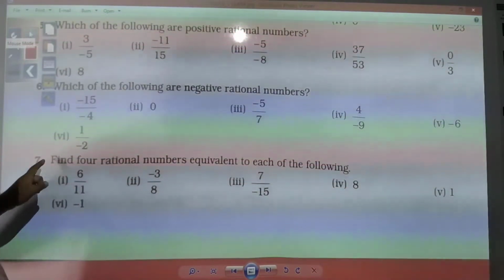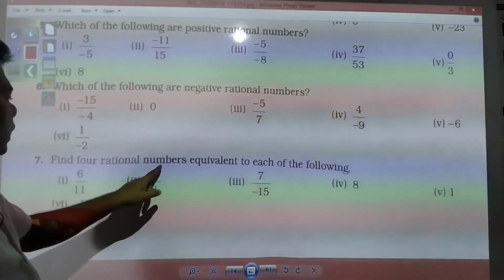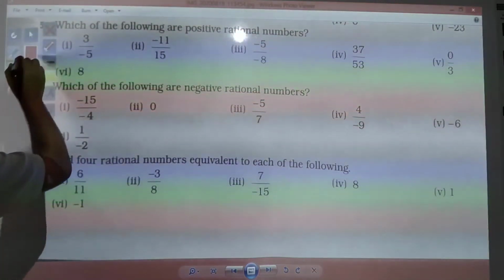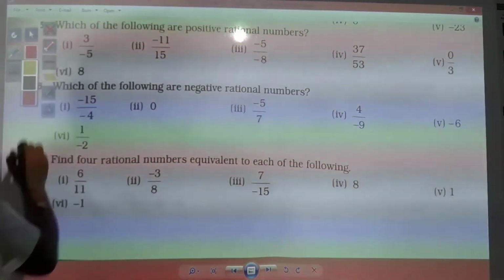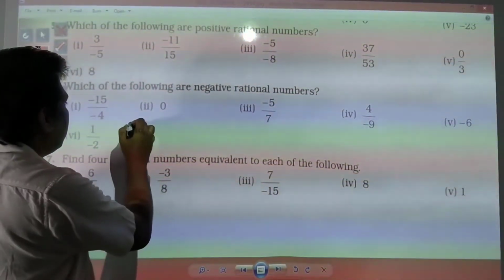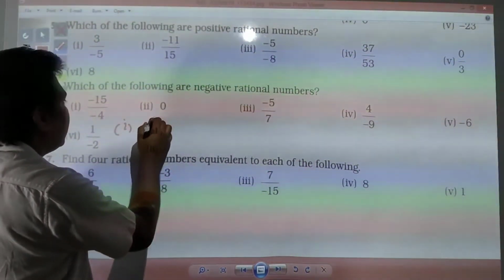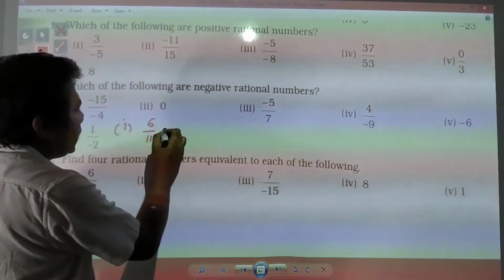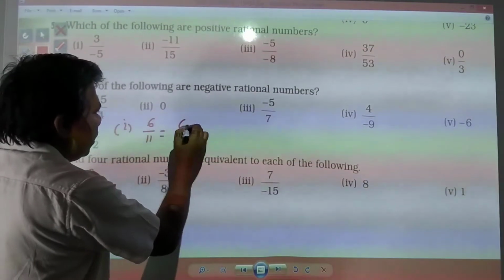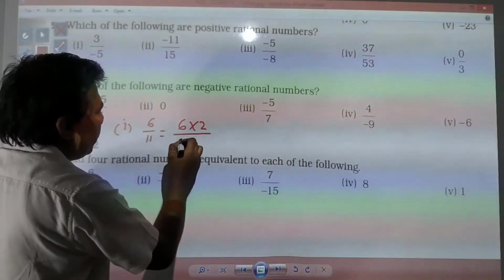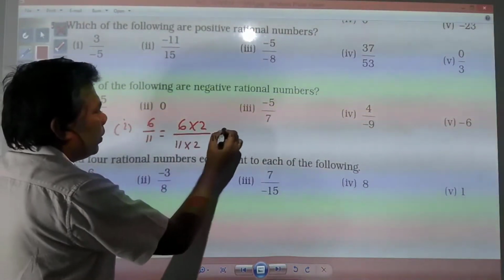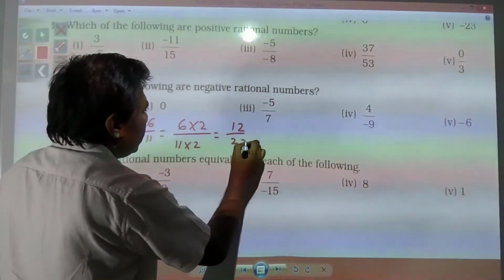Then you have find 4 rational numbers equivalent to each of the following. So as it was told last day, if you remember, if you need to find out equivalent rational number, suppose first question you see, in first question you have 6 by 11. So first equivalent rational number may be by 2 you multiply in numerator and denominator. So it will be 11 into 2. So it will be 12 by 22.